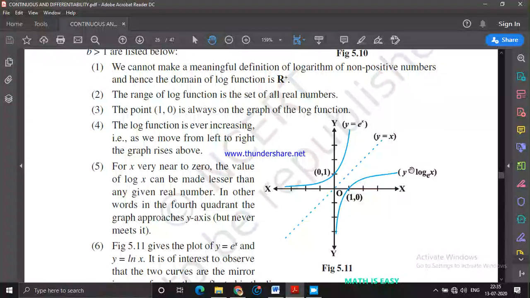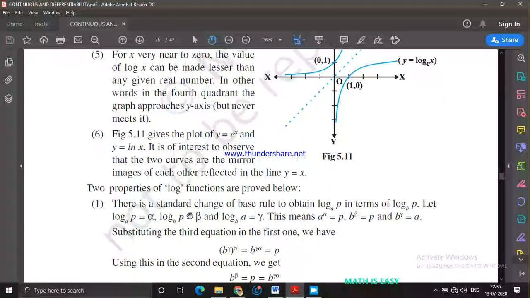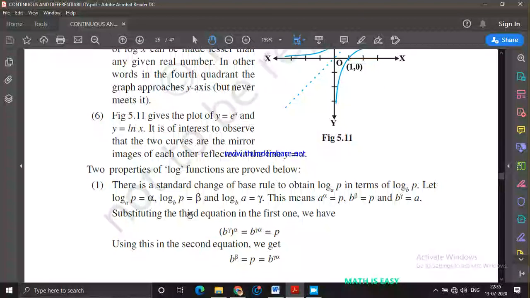So here we have the logarithmic function graph, y equals log x to the base e, and this is the function y equals e to the power x. One is the opposite of the other. That's why one looks like the mirror image of the other. So next, two properties of the log functions are below.